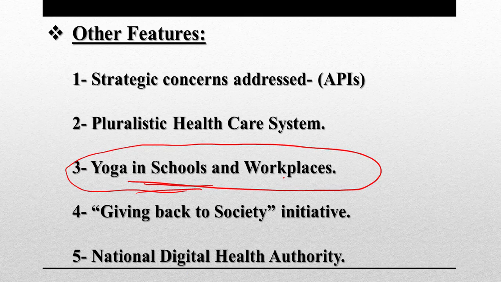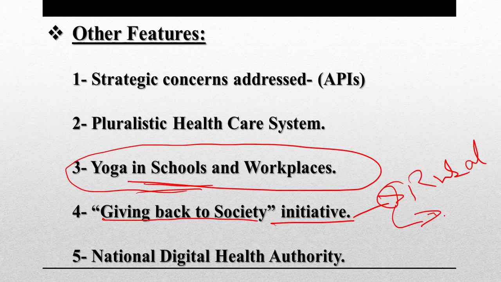This is a part of the promotive healthcare feature. And this fourth objective is the giving back to society initiative. It has been observed that doctors, after completing their degrees, do not prefer to go to rural areas. So the objective of the health policy is to make doctors go to rural areas and cater to them on a voluntary basis. So this is an idealistic objective. Let us see how far it is going to be achieved.